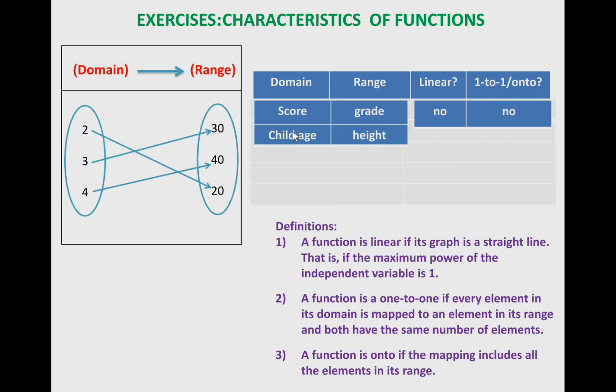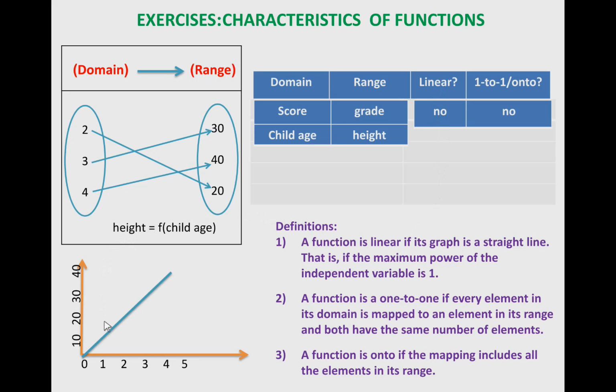Now let's take a look at another function, which is the one that connects the child age with the height. This is a function that, given the child age, gives you the height of the child. Like we said, we looked at the shortest children. So 2 years, 20 inches, and so on. We spoke about them. Now we want to know if this is linear or not. Linear means the graph is a straight line. So let's take a look at the graph of this function. The graph is indeed a straight line, so the function is linear.